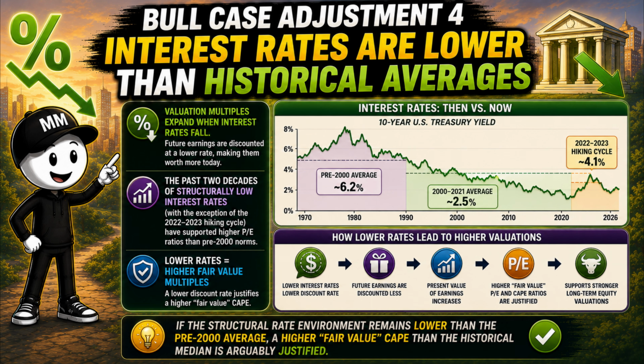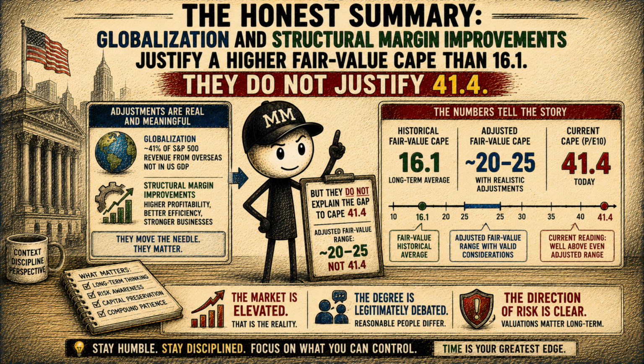Bull Case Adjustment 4. Interest rates are lower than historical averages. Valuation multiples expand when interest rates fall, because future earnings are discounted at a lower rate, making them worth more today. The past 2 decades of structurally low interest rates, with the exception of the 2022 to 2023 hiking cycle, have supported higher PE ratios than pre-2000 norms. If the structural rate environment remains lower than the pre-2000 average, a higher fair value CAPE than the historical median is arguably justified.